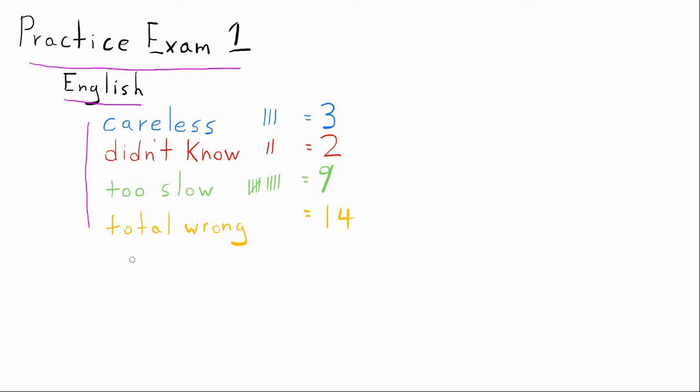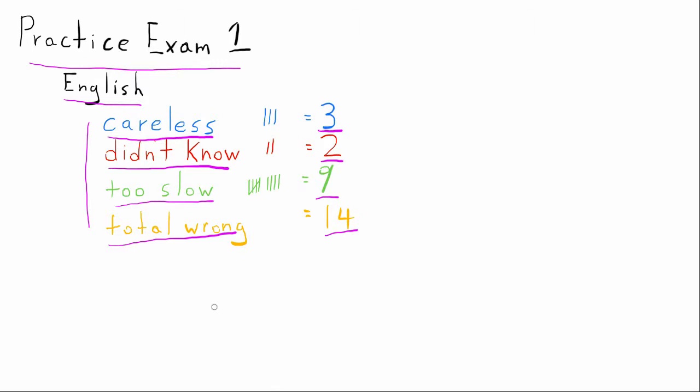So here I can see that total I got 14 questions wrong, and 9 of them were because I moved too slowly. 2 of them were questions that I didn't know the actual answer to, and 3 of them were questions that I was too careless. If I took a second time, I would have known the answer. So now we want to ask, what's our score? What would our score have been?